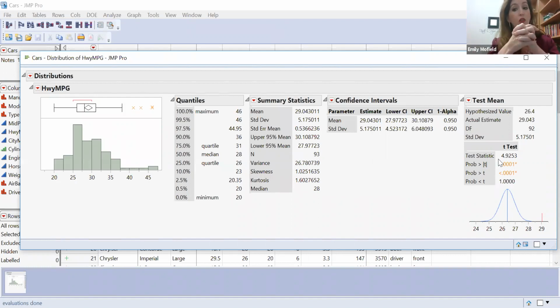Now, a t-value of 4.9 is pretty big, and you're probably wondering, what makes a big t? Well, it depends. T distributions, these little bell curves of t's, are based on degrees of freedom. Degrees of freedom has to do with the sample size, and in a one sample t-test, the degrees of freedom is n minus 1. So if you look here, we have n of 93, and n minus 1 is 92.